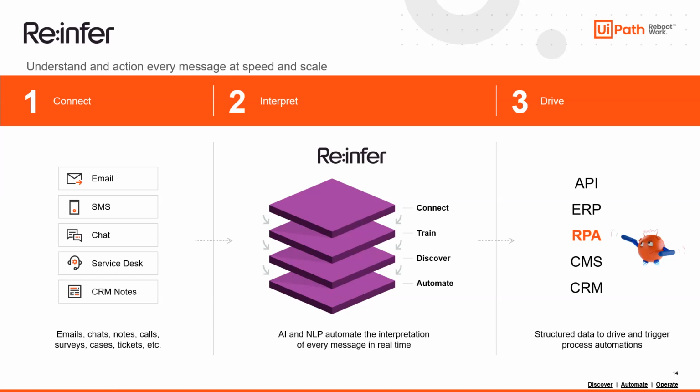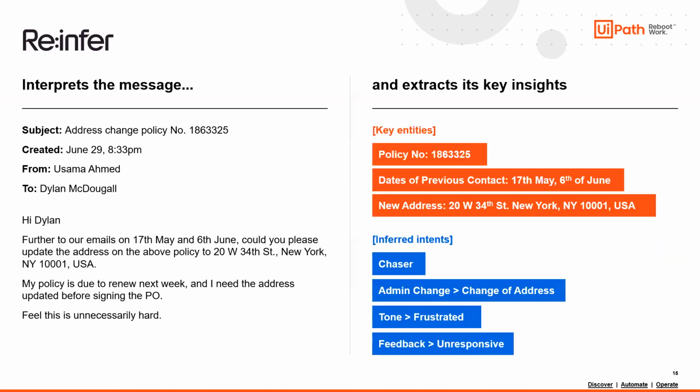And so this can give you more tailored responses or more tailored automations that act on some of those journeys that are coming in from those different things such as emails, chats, or tickets. An example of how the Reinfer models can work: on the left-hand side, you have an email that comes in, right?